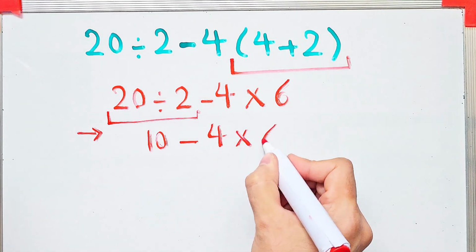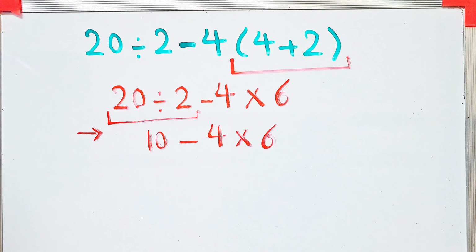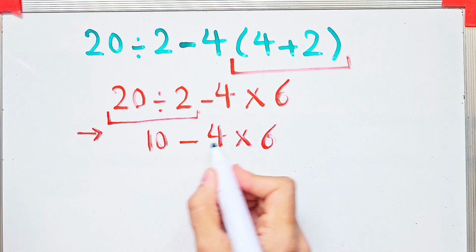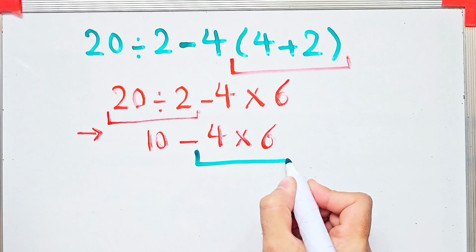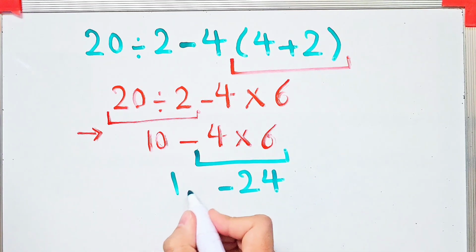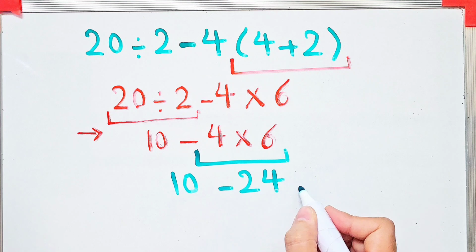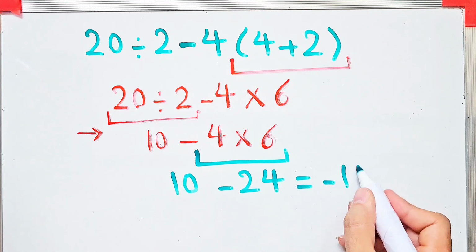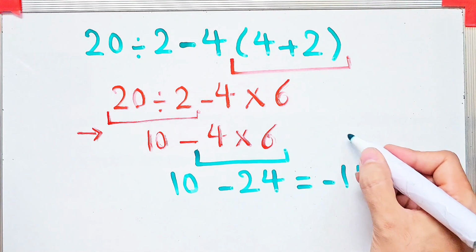In this step, we do the multiplication, because the multiplication has higher priority than subtraction. Negative 4 times 6 equals negative 24. 10 minus 24 equals negative 14, and we get the final answer of this question.